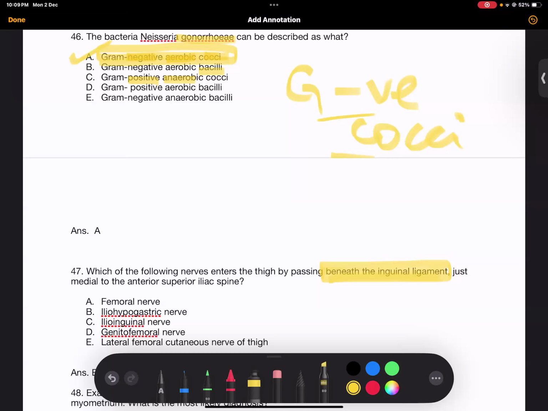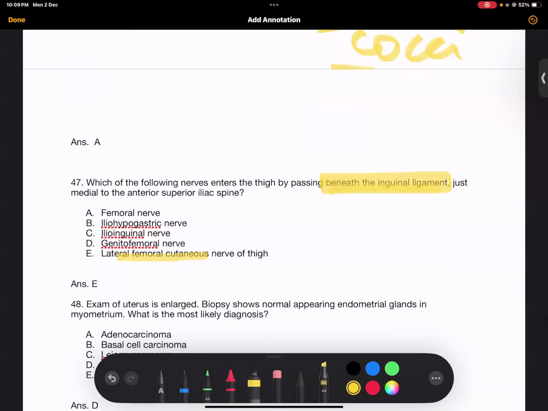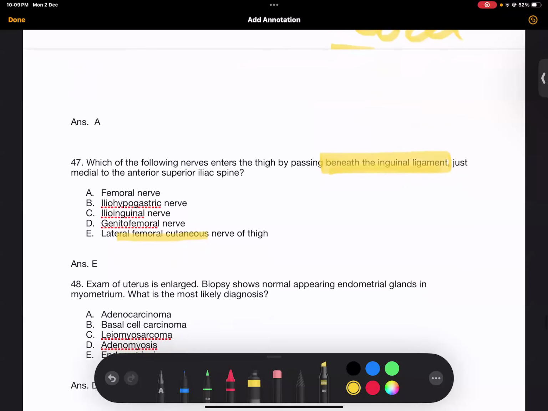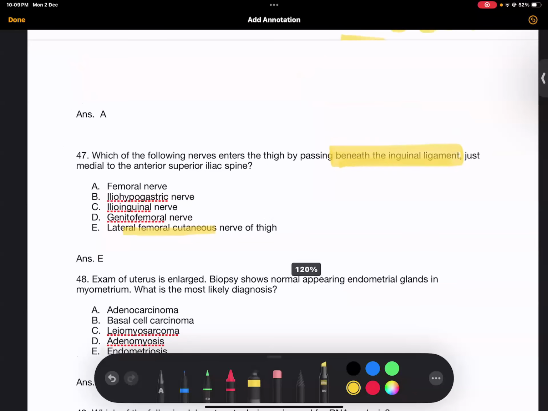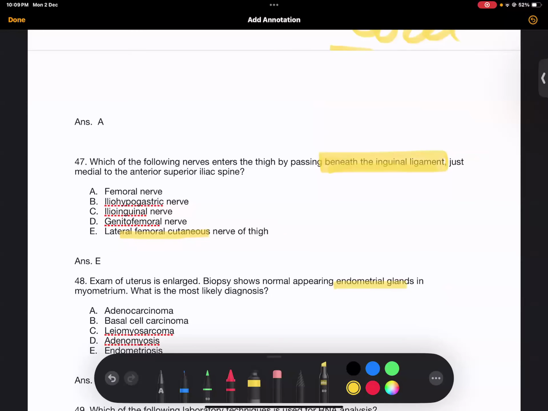So here it is actually your lateral cutaneous nerve of thigh, which is going behind the inguinal ligament, beneath the inguinal ligament. Okay. So if you have examined the uterus and it is enlarged and your biopsy shows endometrial glands in myometrium, so whenever you have the endometrial glands in an ectopic position, like in myometrium, it is actually your adenomyosis. When these glands appear in the myometrium, this is called adenomyosis.